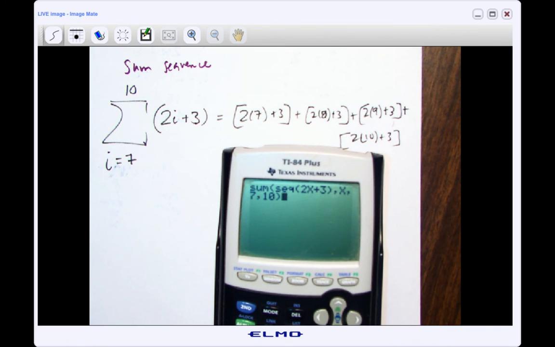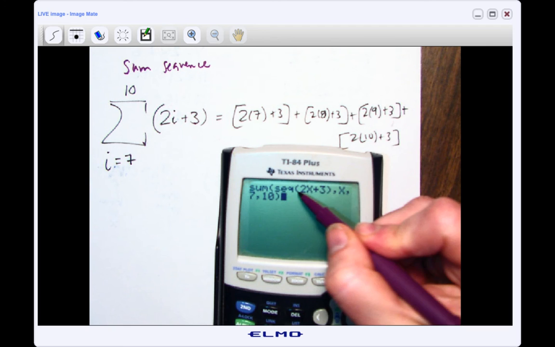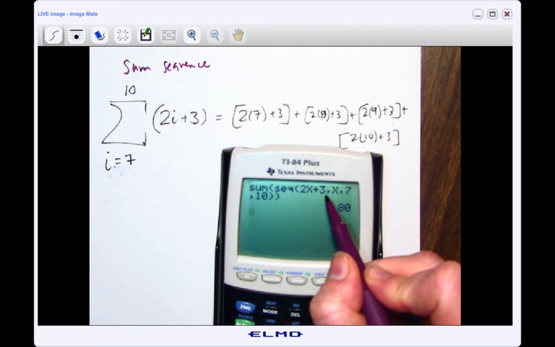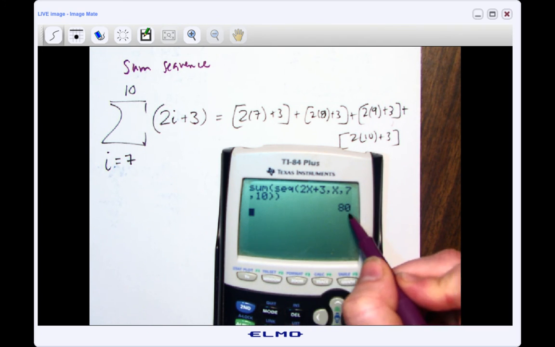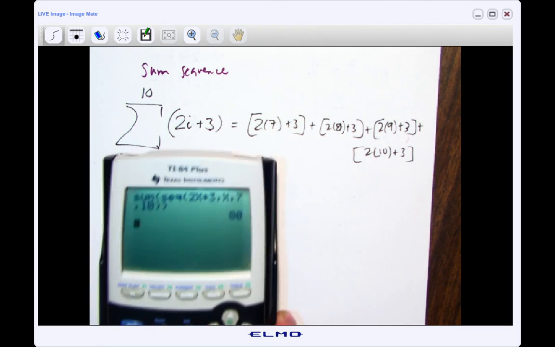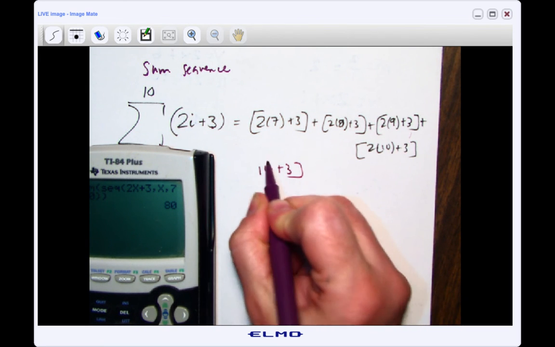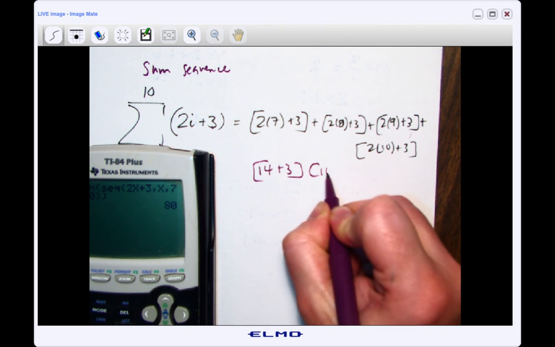And let's see. So I have open parentheses, close parentheses. I should be good. Let's take a look. Oh, what did I do wrong? Oh, I put the parentheses in the wrong place. Did you see that? So this is the sequence. I'm going to go from 7 to 10, and this should be an 80. So we could check it by doing this one out, but maybe you don't want to do all of that.